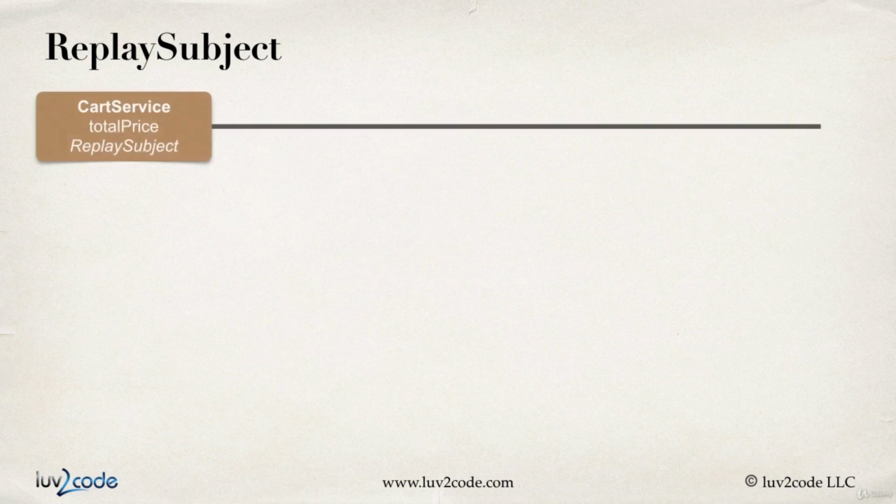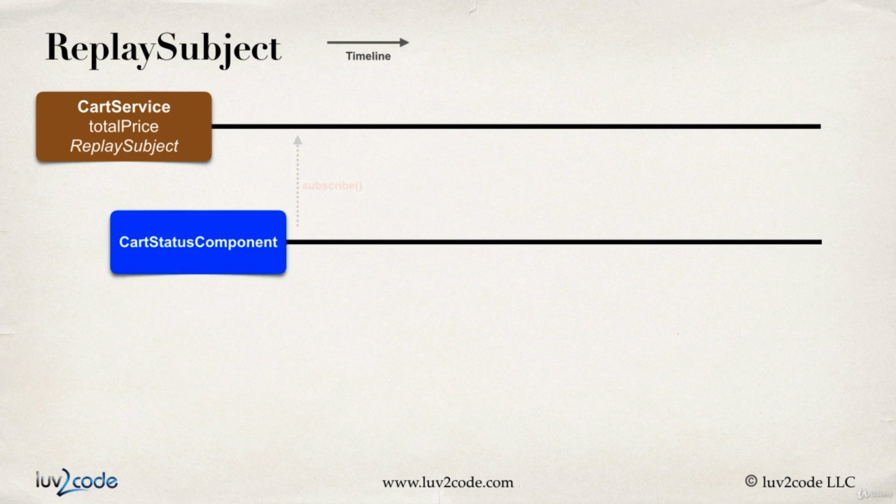But again, let's be nice here and let's record the meeting here. So we'll have this replay subject. So again, up top, we have our cart service, total price. The one thing that's new, it's a replay subject. We have our cart status component that will actually subscribe. So we get these events A and these events B.